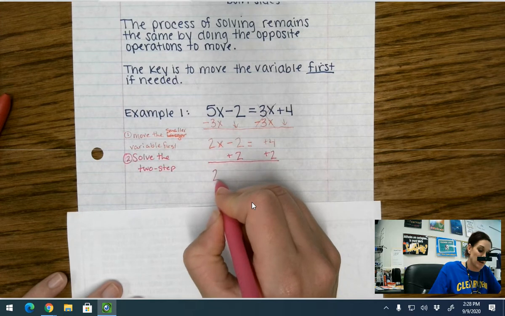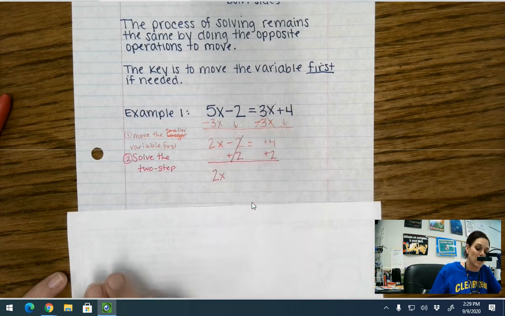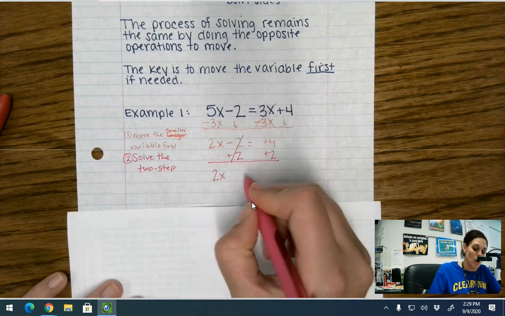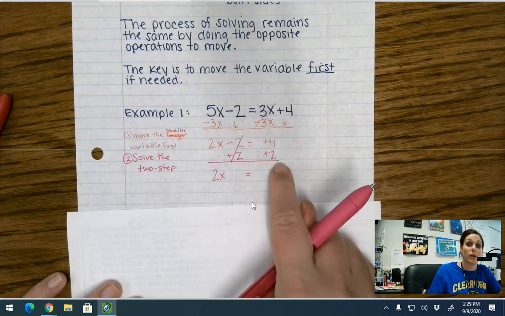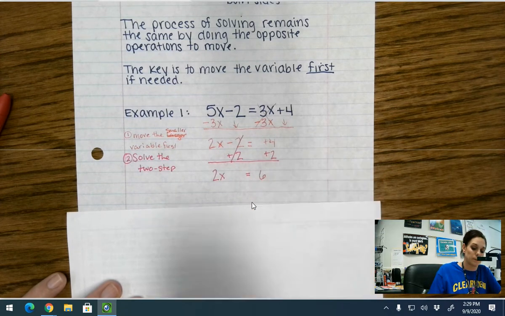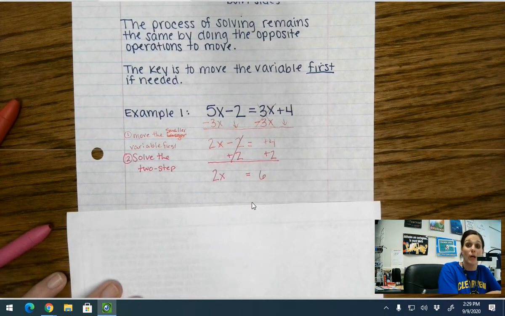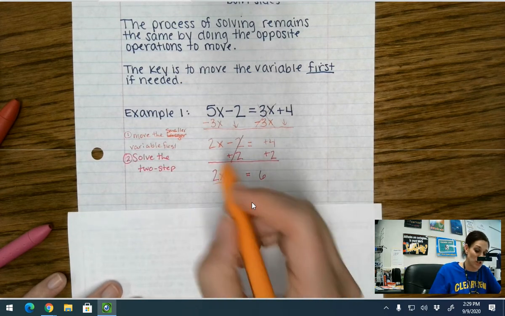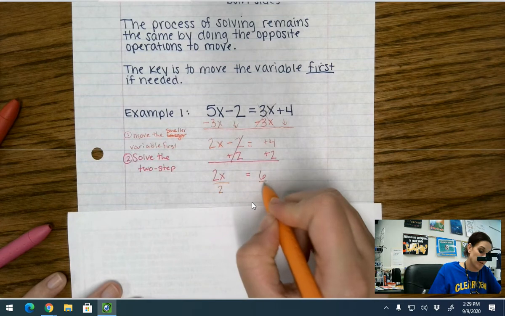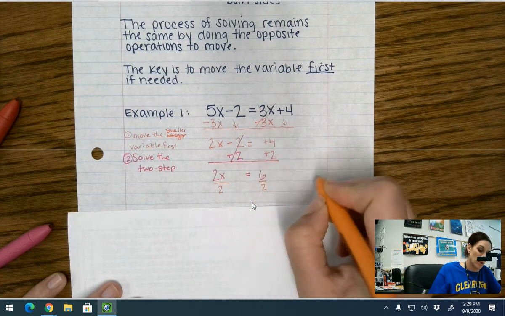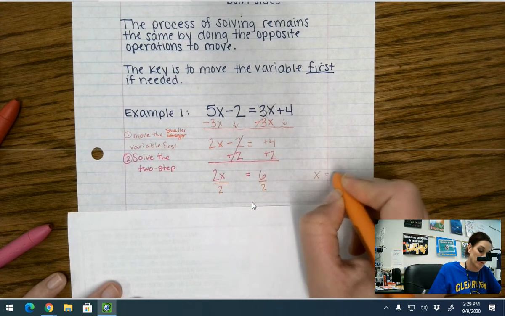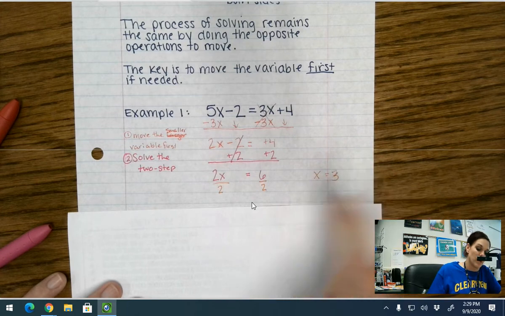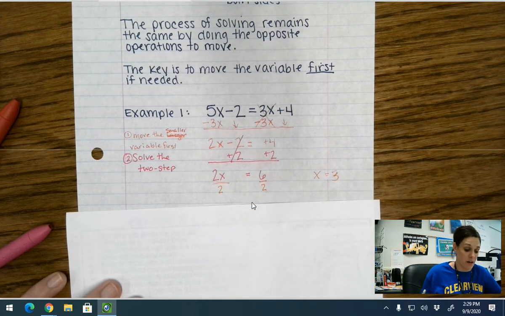So I'm going to bring down that 2x. Negative 2 and positive 2 cancel. We're going to equal. So 4 plus 2 makes 6. Right? And then we're going to end this equation by dividing, because that is in fact multiplication. So we're going to divide both sides by 2. So we get that x equals 3, because 6 divided by 2 is in fact 3.